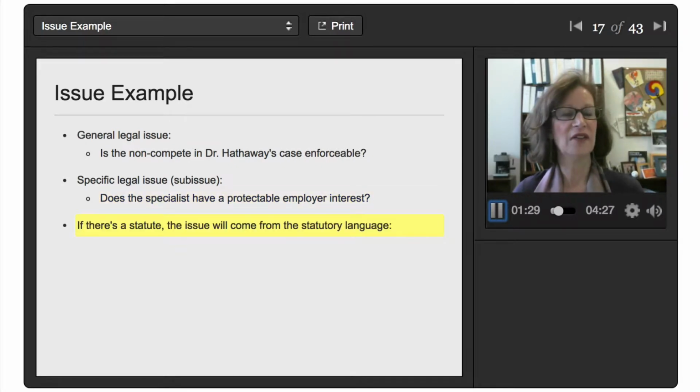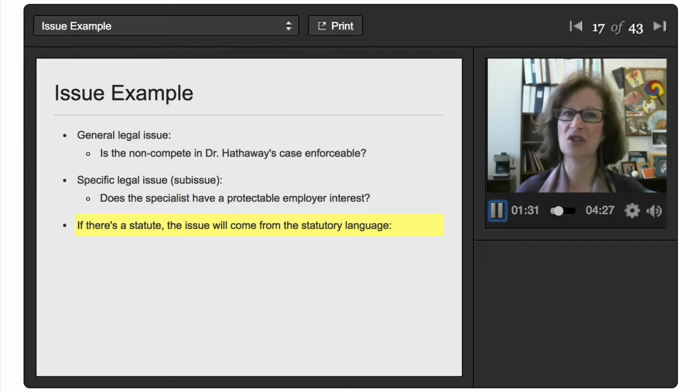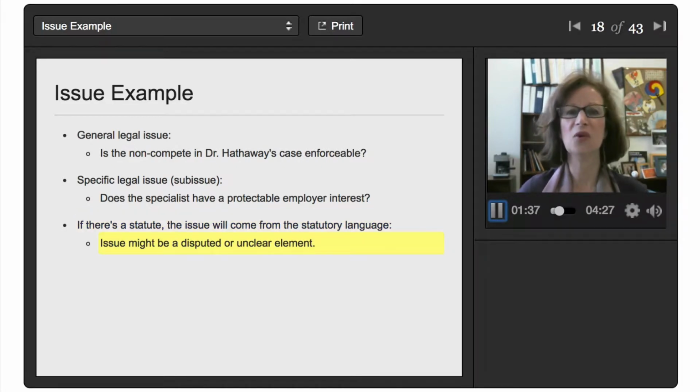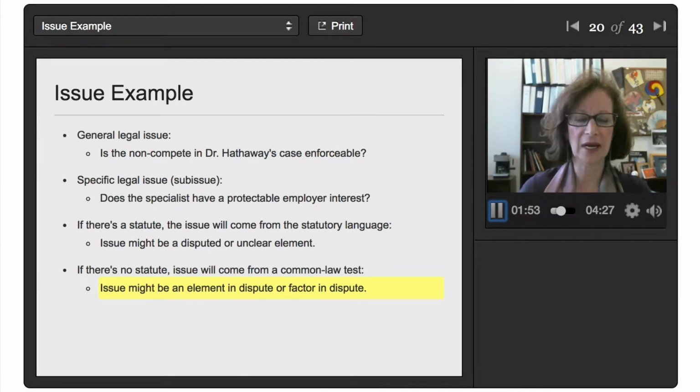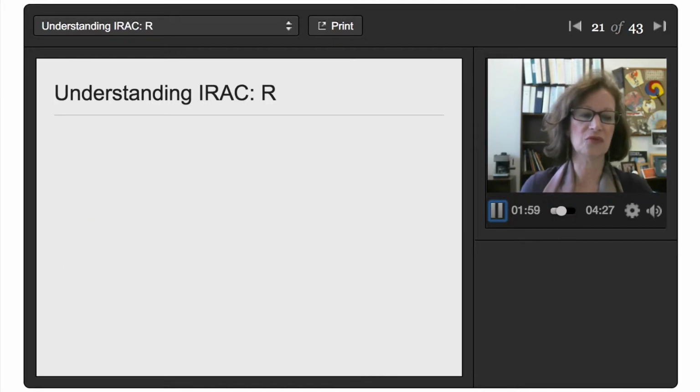When you're identifying the issue, if there's a statute, often the issue will come from the statutory language. That means it's usually a disputed or an unclear element. If there's no statute, often the issue will come from a common law test, as it does in our case with Dr. Hathaway. In that instance, the issue would be either an element in dispute or perhaps a factor in dispute.